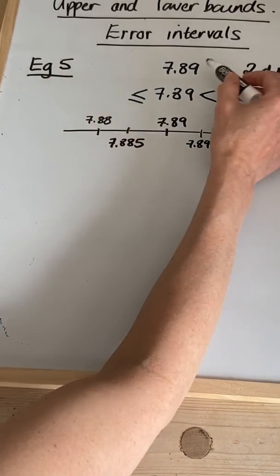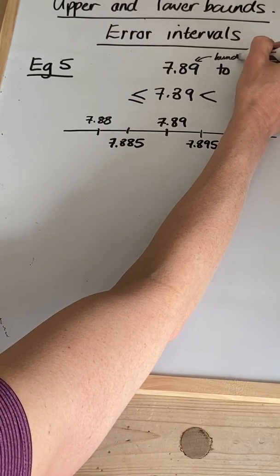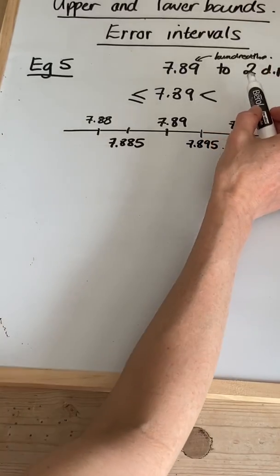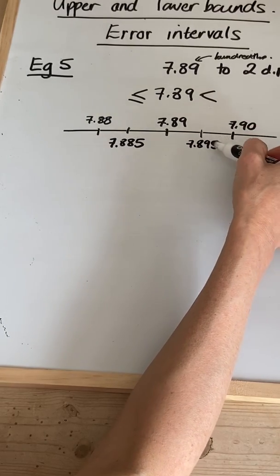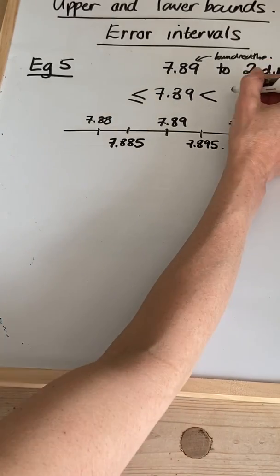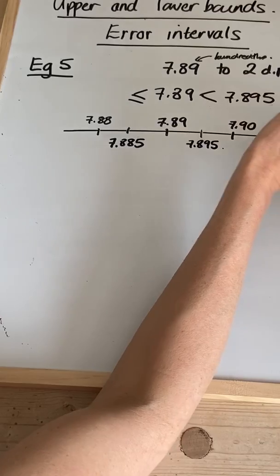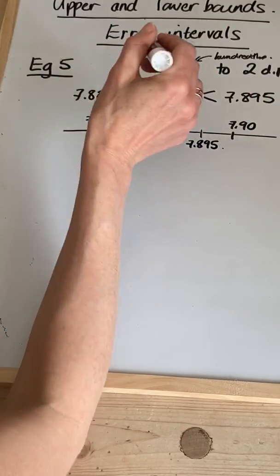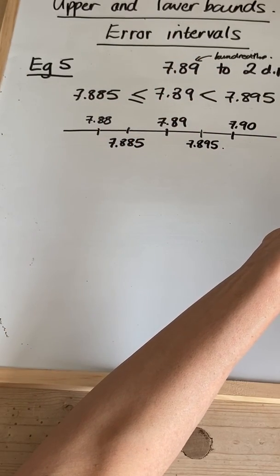And again, 2 decimal places, that's my hundredths column, isn't it? If you think about it, I've taken my hundredths and I've split those in half. So splitting those in half has given me 5 in the thousandths column on either side. From my number line, you can see clearly 7.895 as the upper bound and 7.885 as the lower bound. And that is therefore my error interval.